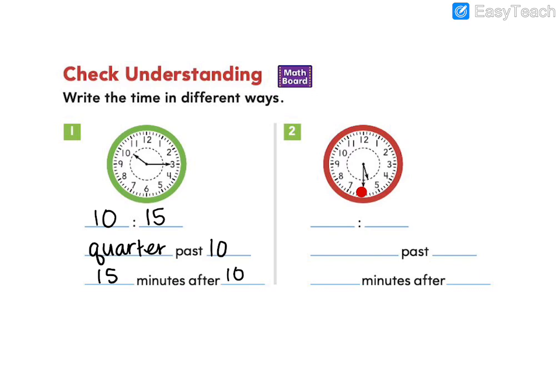Here I see the minute hand is pointing to 6. That tells me it's at the 30-minute mark. The hour hand is directly between 5 and 6. That means it's halfway from 5 to 6. So it's 5:30. 30 minutes is equal to half. So you can say 5:30 or 30 minutes after 5.